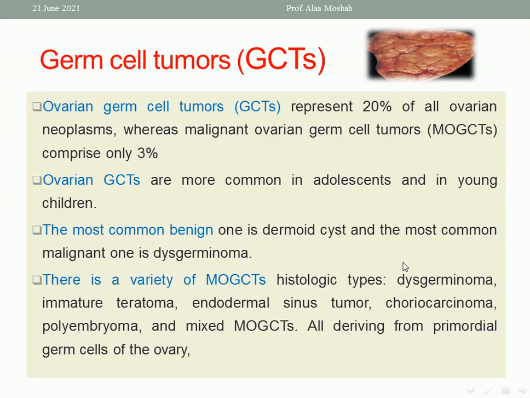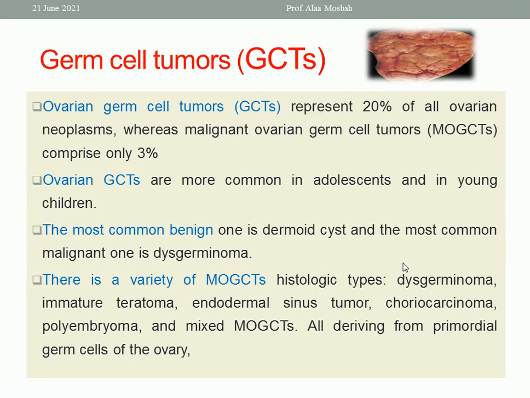Really, ovarian germ cell tumors represent 20% of all ovarian neoplasms, where the malignant ovarian germ cell tumors comprise only 3%. Okay? And please notice the difference between the incidence or prevalence of a tumor: what we said for all ovarian neoplasms differs from the malignant ovarian neoplasms. So ovarian germ cell tumors, generally for all tumors, benign and malignant, constitute 20% of all ovarian neoplasms. But as regards malignancy, the malignant ovarian germ cell tumors constitute only 3%.